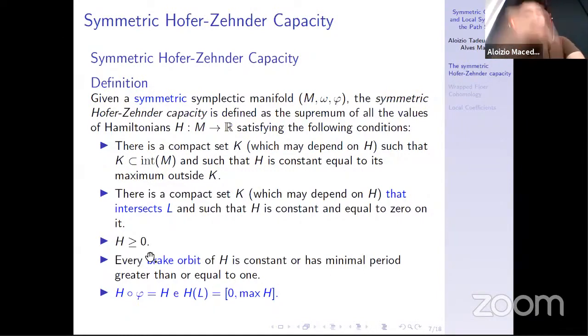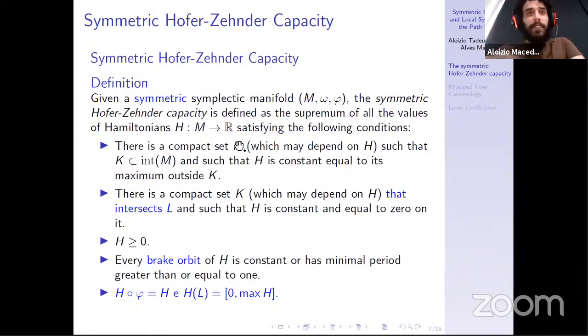But to go on, we now require the Hamiltonian to be invariant with respect to phi, which is expected to be a relevant condition. But we also require that H assumes all values possible. Since it's greater than or equal to 0, it attains 0 somewhere on L, and it attains the maximum outside K. So we require every value to be attained in the Lagrangian itself.